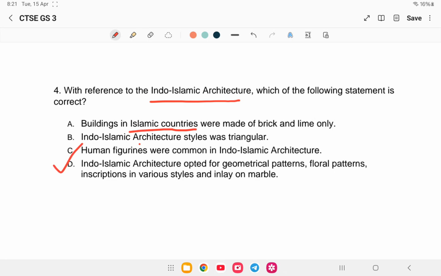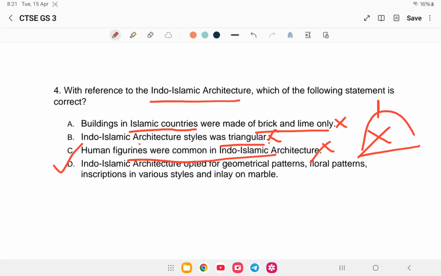Islamic buildings were not made of brick and lime only, as marble was also used. They are not triangular, they are dome shaped. For example, take the Taj Mahal, which has dome structures. Human figurines were common? Human figures and statues are not there, because they are mostly Islamic, and in Islam they do not have any representation of humans. So only D is the correct answer.